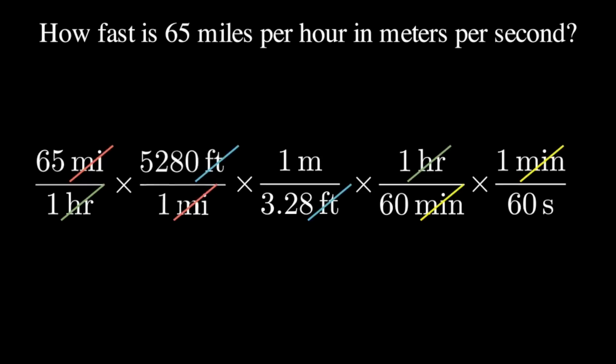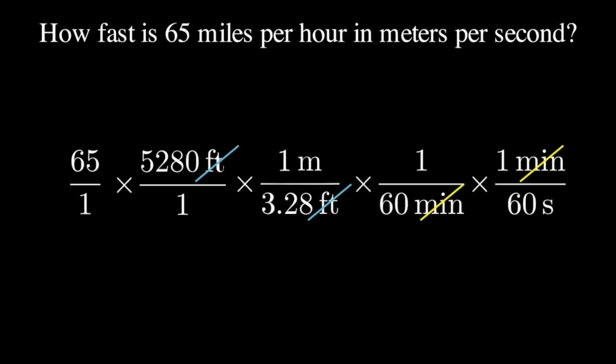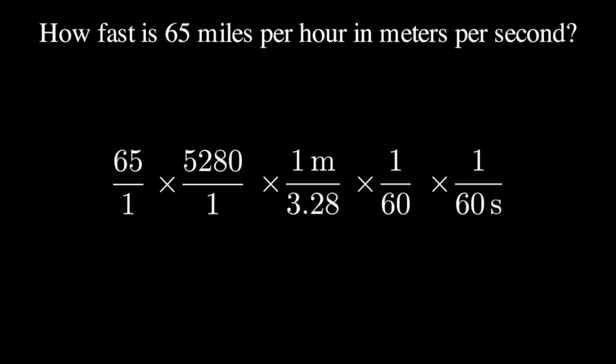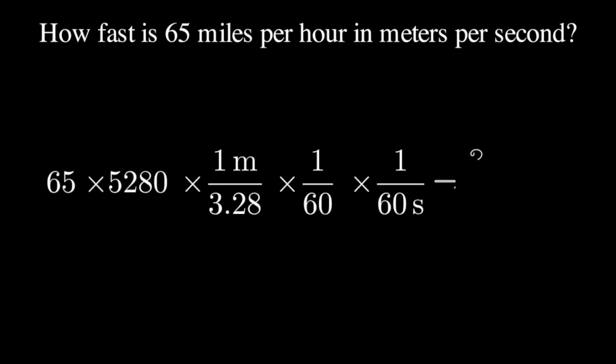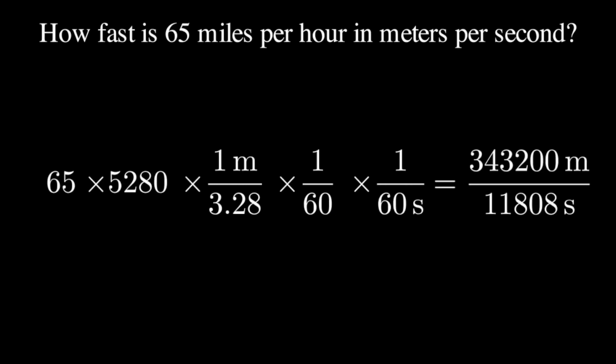After canceling out all of the units and multiplying our original value by our 4 ones, we're able to find that 65 miles per hour is approximately 29.06 meters per second.